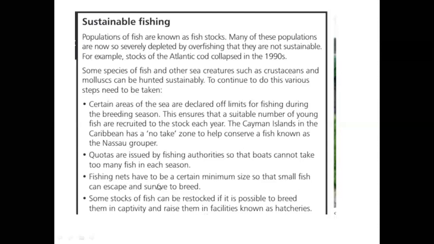And fishing nets have to be a certain minimum size so that small fish can escape. What does that mean? It means, for example, this is your fish net. The size of this should not be too small, such that you are catching even the small fish. The size should be such that it traps only the big fish. The small fish should go back to the sea so that they survive and breed.